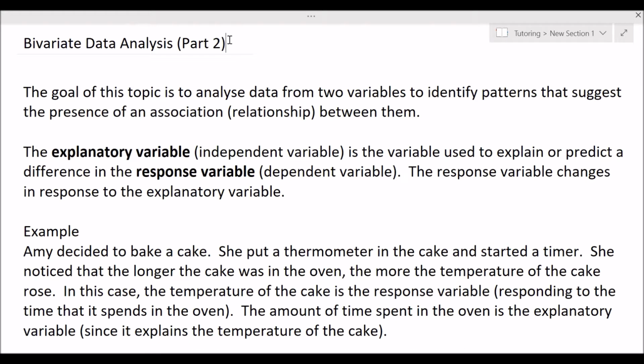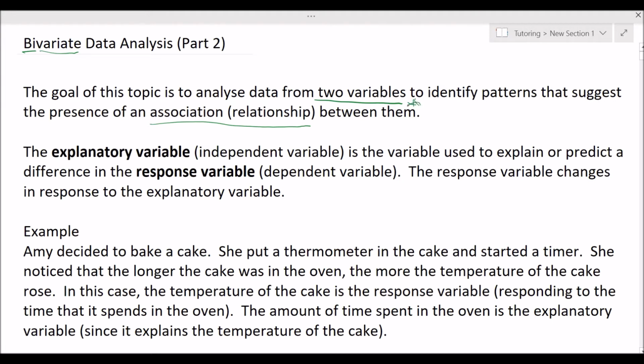So first of all, we're going to talk about the goal of bivariate data analysis. So the point is to analyze data from two variables. Bivariate, bi meaning two, variate referring to variables. So we're analyzing the data from two variables to identify patterns that suggest the presence of an association or relationship between them. So I'm just going to unpack those things that I have underlined there.